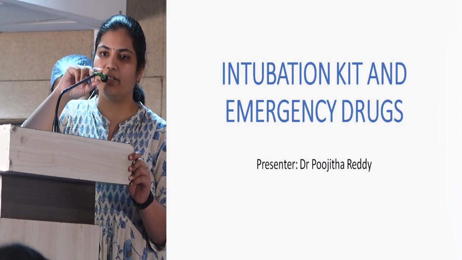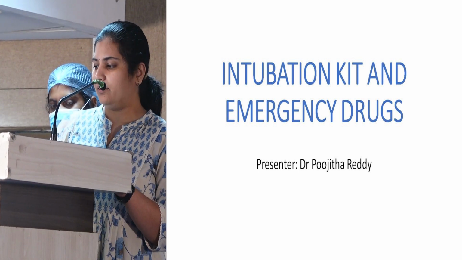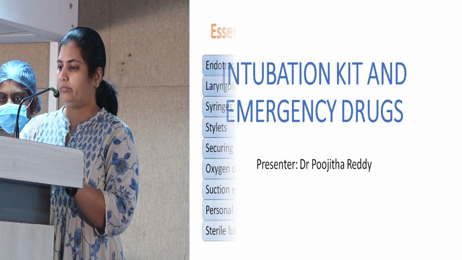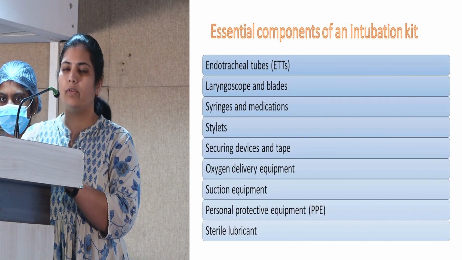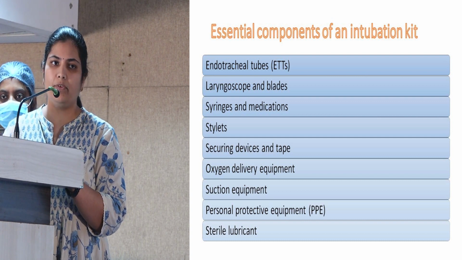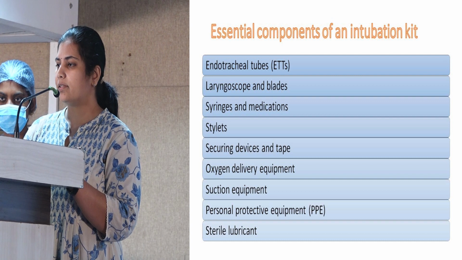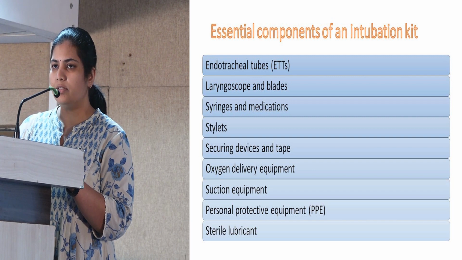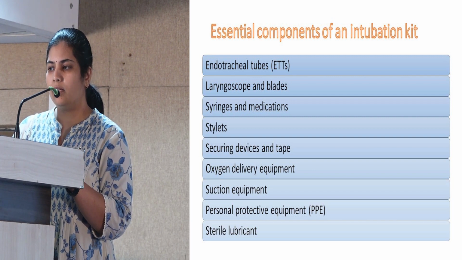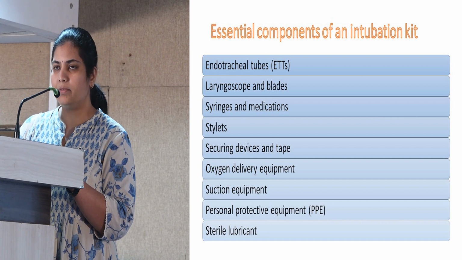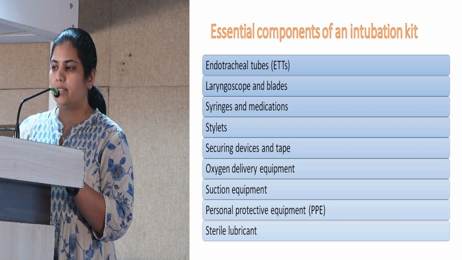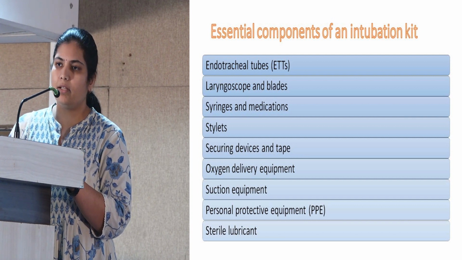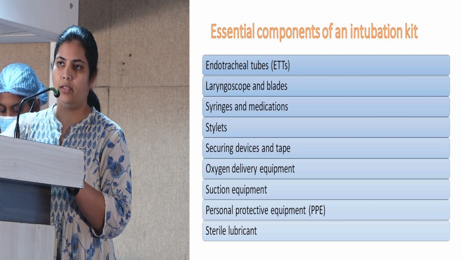Good afternoon, respected ma'am, and all dear nursing staff. Today I am presenting on intubation kit and emergency drugs. First of all, what are the essential components of the intubation kit? The essential components are endotracheal tubes, laryngoscope and blades, syringes and medications, stylets, securing devices and tapes, oxygen delivery equipment, suction equipment, personal protective equipment, and sterile room cleaning. Whenever we have to intubate a patient, all of this checklist has to be there.